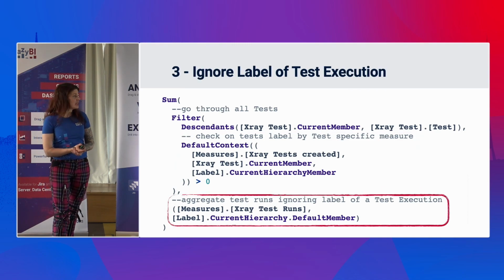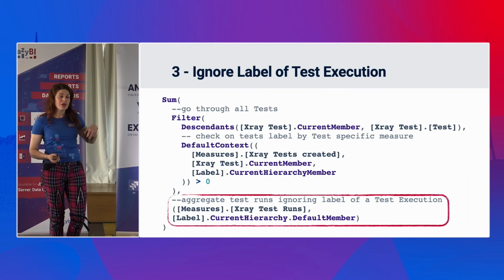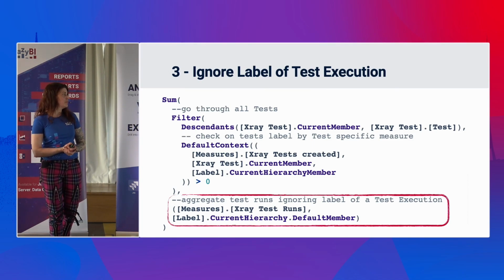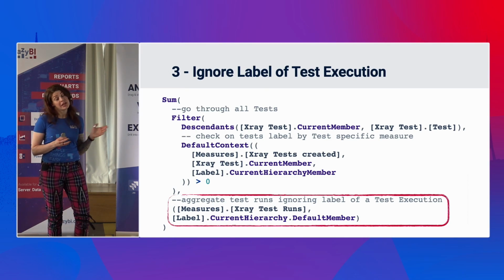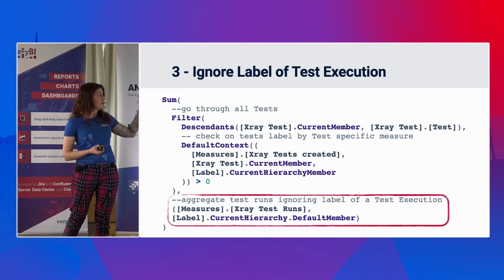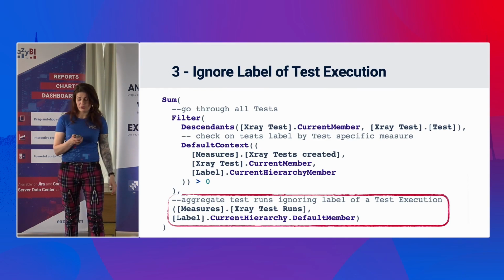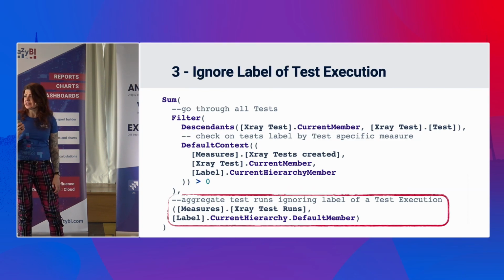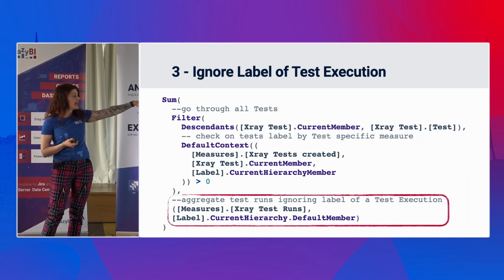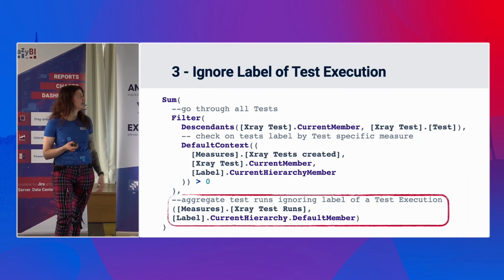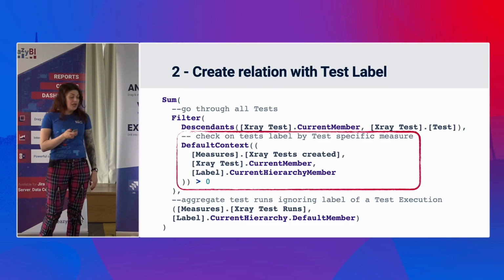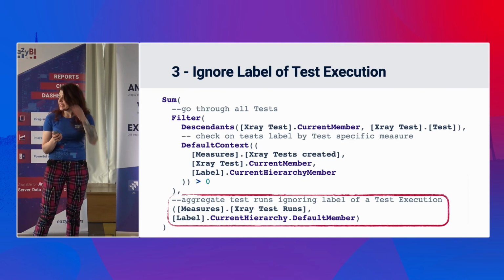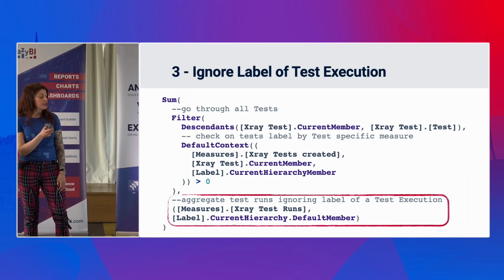And in the last step, we are taking now our X-ray test runs, an already execution-related measure, and say that we are ignoring the label here, because we have already taken label into account in the filter criteria. And again, here's the same balance. In one place, I'm choosing to establish the relation between label and test, and in the second, I'm choosing to ignore it and destroy the default context.